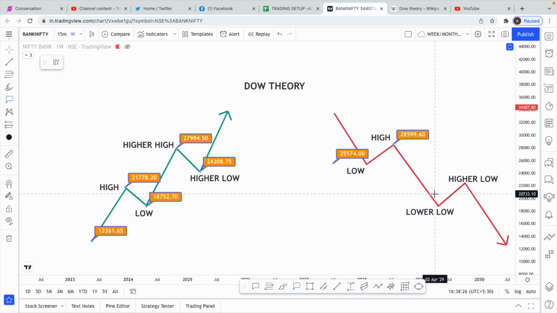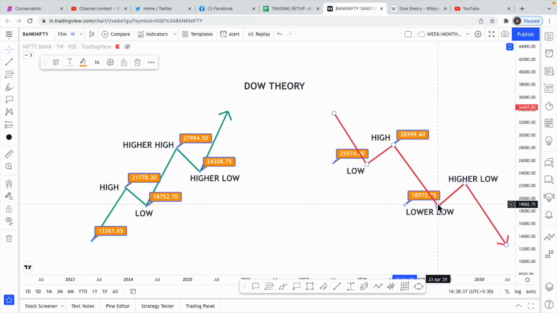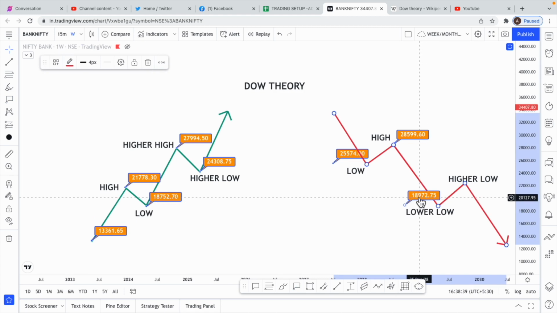Then the market fell again, and at this point it started going higher, so it made a lower low. Why do we say lower low? You can see it at this point. See, this point was 18,700, right? 18,970. At this low the Bank Nifty was at 25,500. So compared to this value it is a lower value, so we know it is making a lower low.